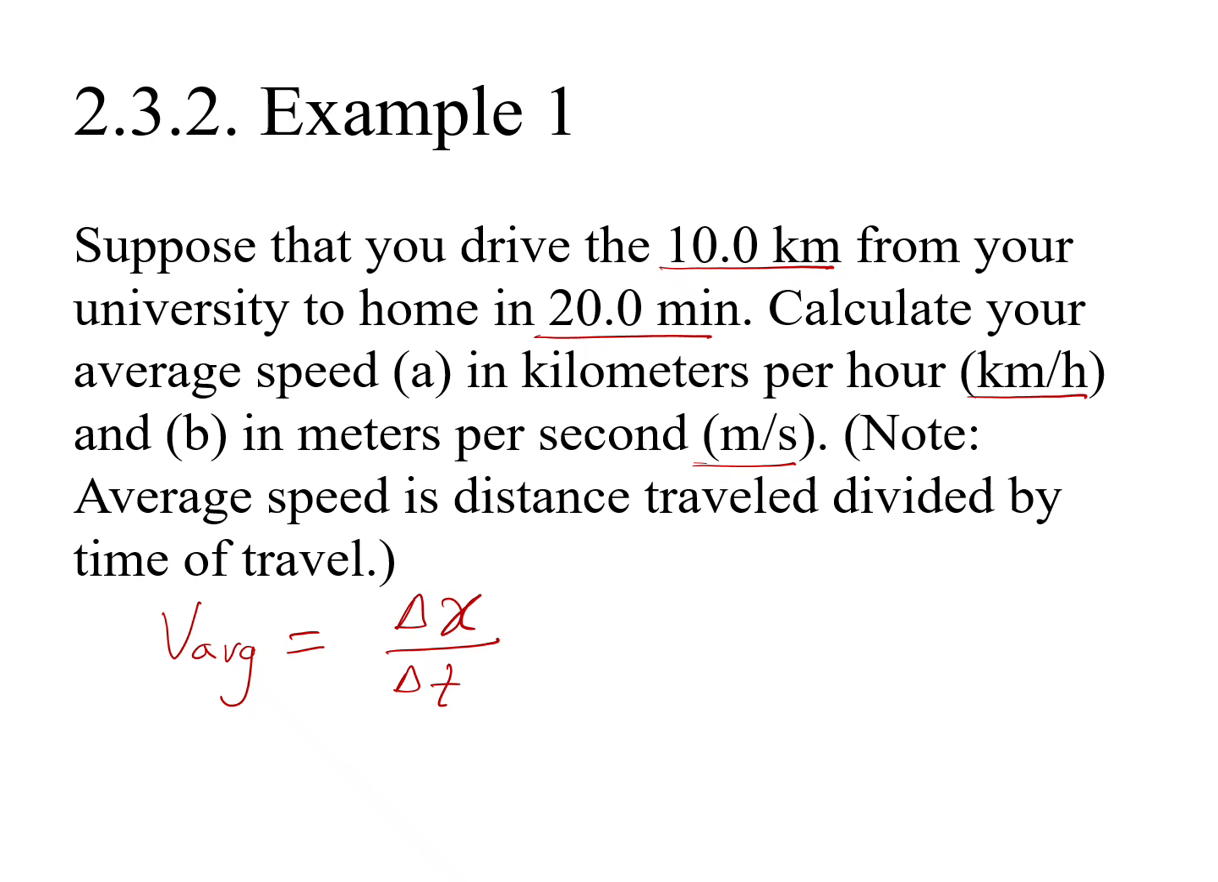Now the concept is simple, but the units require attention because delta x is given in kilometers and delta t is given in minutes. So if we want our final answer in kilometers per hour, then this part is okay, but here we have to convert the time from minutes to hours. So let's see how we can solve this problem in the next slide.